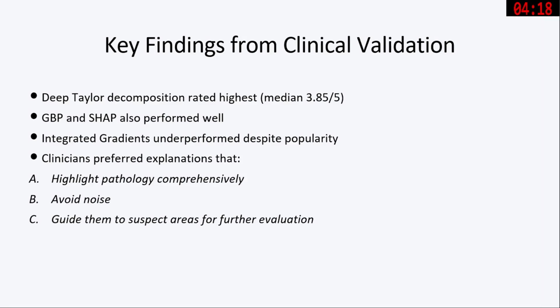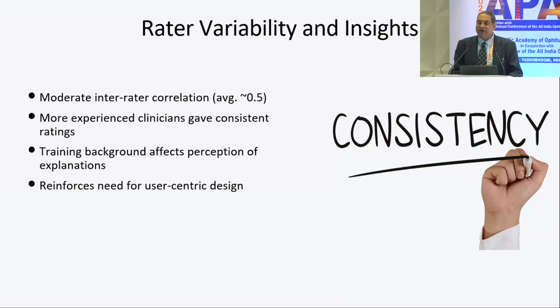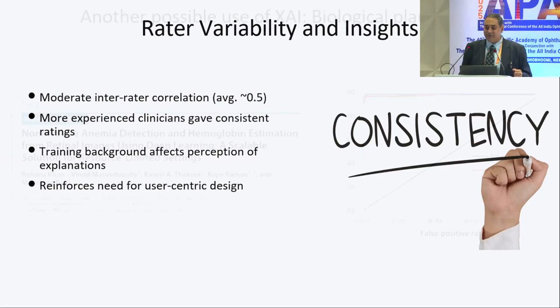The other algorithms also performed well, but the most popular of them, which people use more commonly, underperformed a lot. And probably from a clinician's point of view, the explanations that highlight the pathology comprehensively, avoid noise and guide them to a suspect area are what they liked most. There was moderate inter-rater agreement, because that's again very common as far as clinicians are concerned. What everybody looks at is a pretty different way. More experienced clinicians gave more consistent ratings. So this is what our study said, and we found that there are some methods of explainable AI which are pretty good for ophthalmic diagnosis.